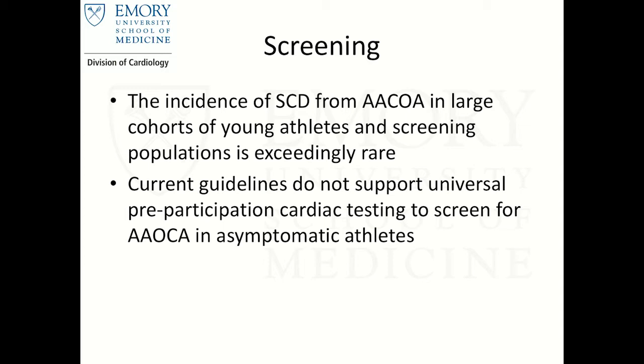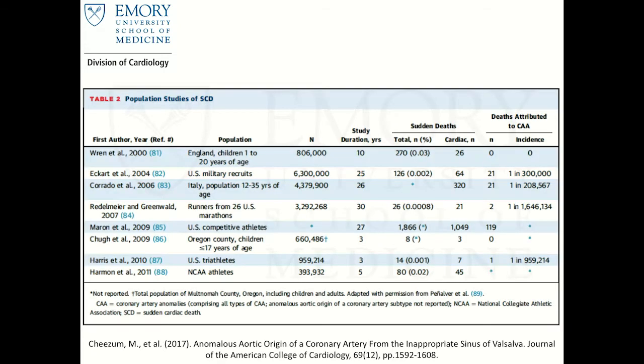Unfortunately, it hasn't really proven to be an effective tool. Primarily because the incidence of sudden death from anomalous coronaries, when you look at a large cohort of healthy, asymptomatic young athletes, is exceedingly rare. And as a result, the current guidelines do not suggest a screening for these patients. And here's the data that kind of supports that.